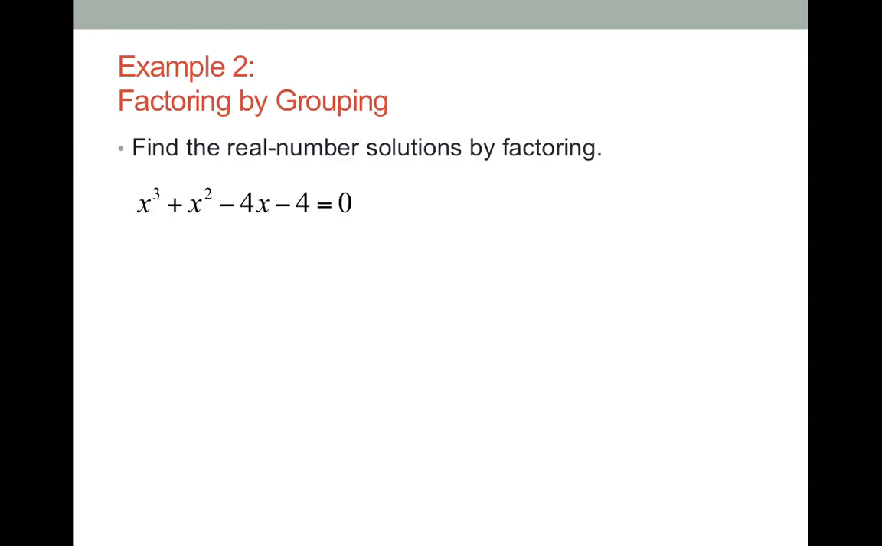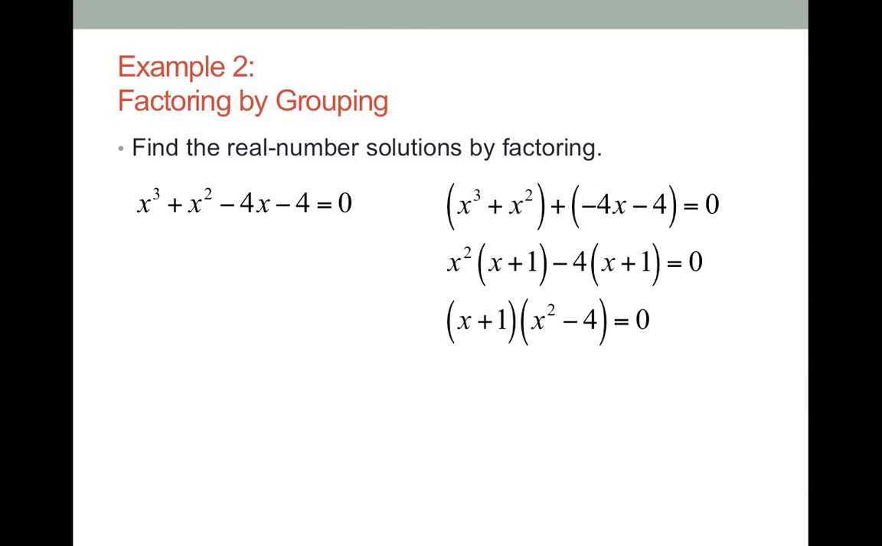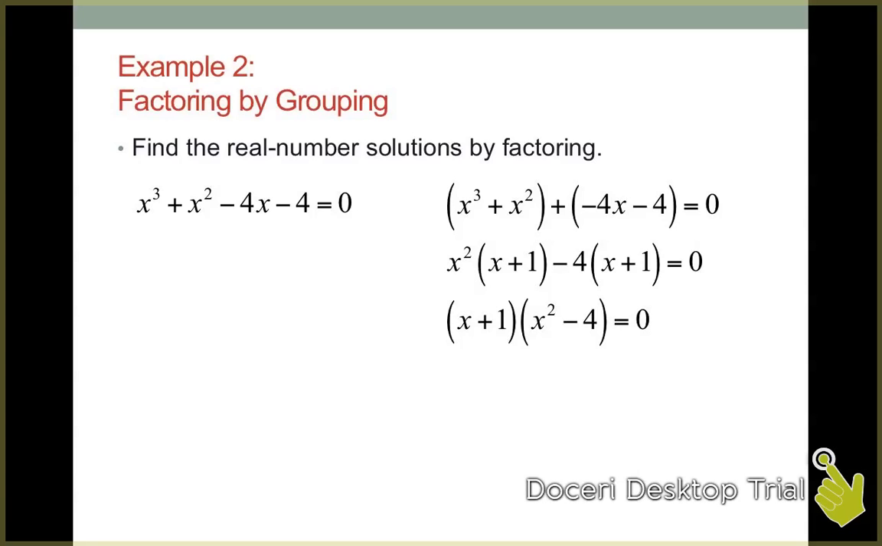So a trinomial is not going to be a good situation for this. 5 terms is not a good choice. This works best when you have 4 terms. Okay? And so the method here is to actually group the first 2 terms together and the second 2 terms together. Now notice in this case, I had a negative in front of the 4x here.